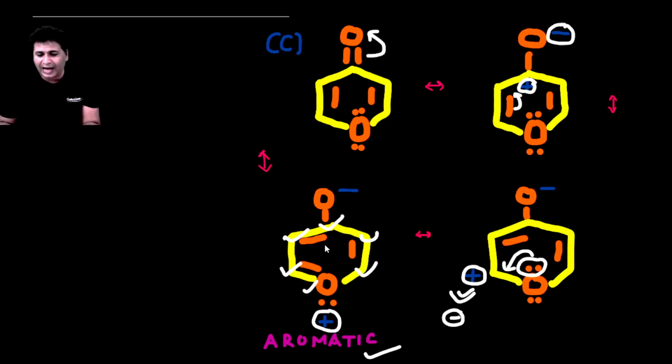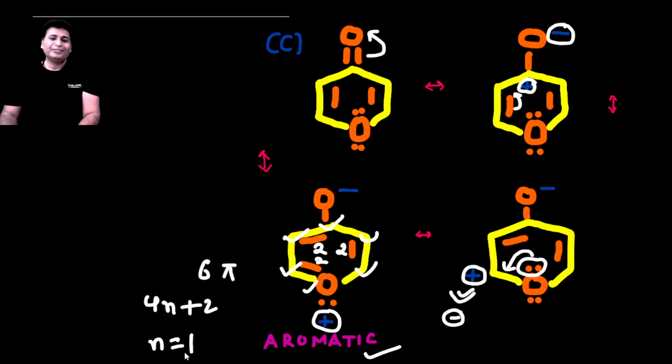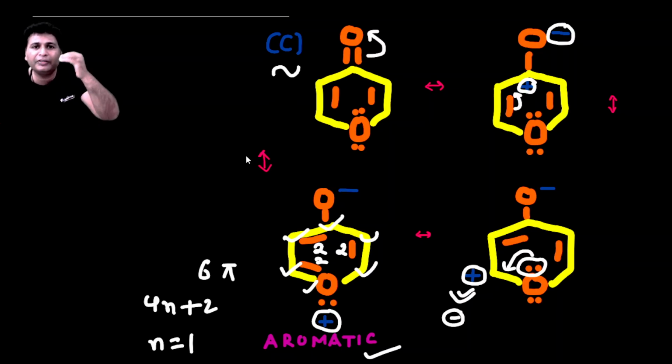So you should understand how many pi electrons? 2 from here, 2 from here, and 2 from here. 2 plus 2 plus 2. In all you have 6 pi electrons, which is following Huckel's rule, 4n plus 2 for n equal to 1. So you understand the compound C, after shifting of the pi bond of carbonyl, develops an aromatic character, and this is the structure we have been talking about.